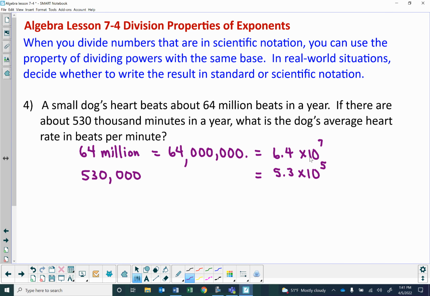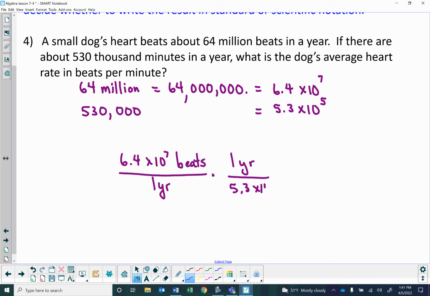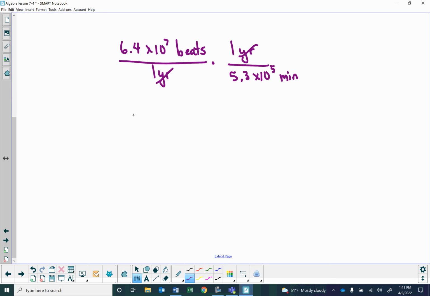So, if my little doggy's heart beats 6.4 times 10 to the 7th beats in 1 year, and there are 530,000 minutes in a year, to get my years to cancel out, my 1 year has to be at the top, and my 530,000, or 5.3 times 10 to the 5th, minutes has to be on the bottom. So now my years have canceled out and my answer will be in beats per minute. So I simply need to divide 6.4 times 10 to the 7th by 5.3 times 10 to the 5th.